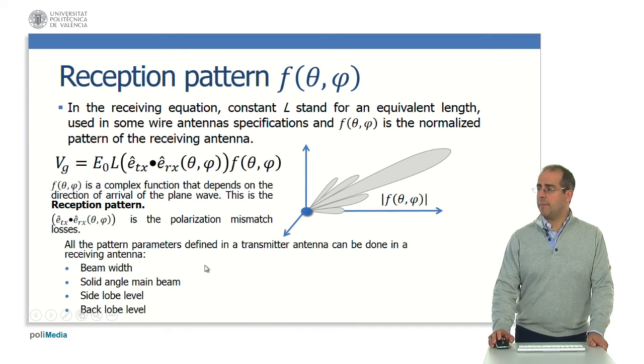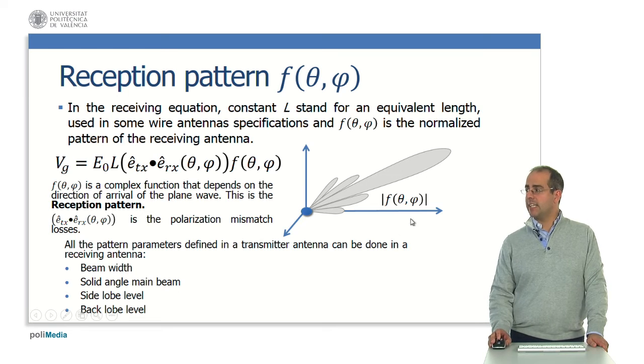All the pattern parameters defined in the transmitter antenna can be defined in a receiving antenna: the beam width of our receiving antenna, the solid angle of the main beam, the side lobe level, and the back lobe level.